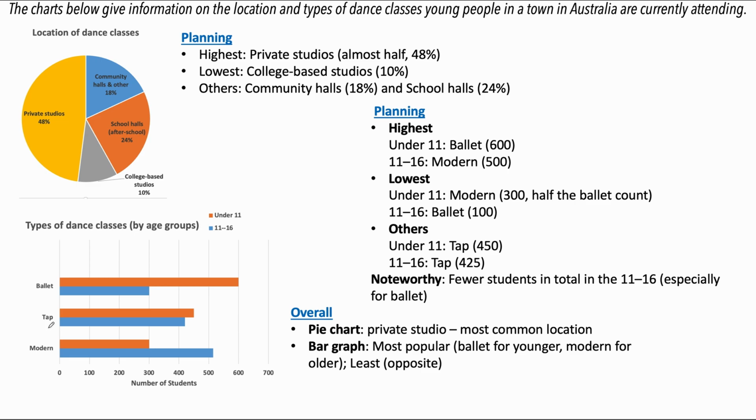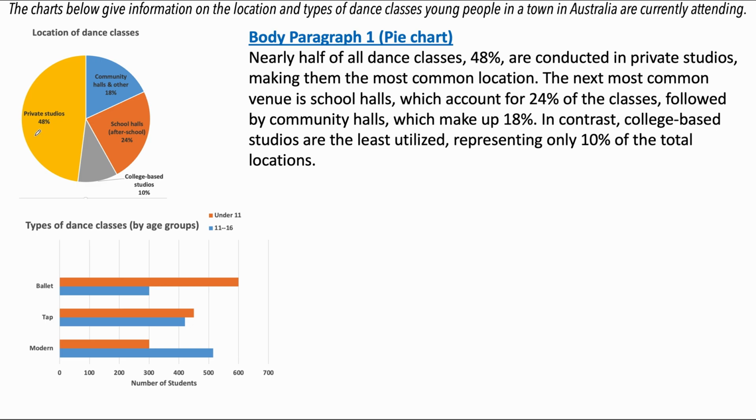In the first body paragraph, we write the details about the pie chart. Nearly half of all the dance classes, 48%, are conducted in private studios, making them the most common location. The next most common venue is school halls, which account for 24% of the classes, followed by community halls, which make up 18%. In contrast, college-based studios are the least utilized, representing only 10% of the total locations.